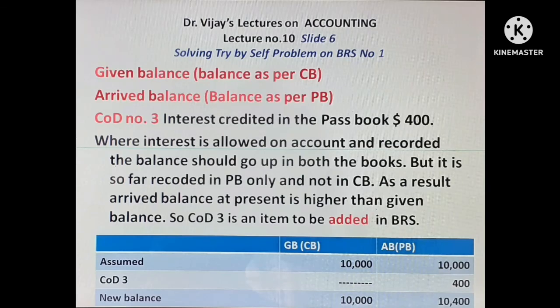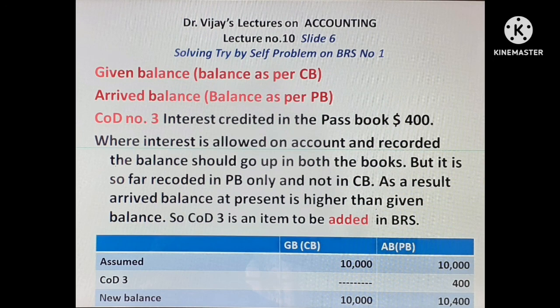Slide 6 deals with cost of difference number 3. Interest credited in the passbook is $400. It is not recorded in the cash book, it is implied. Where interest is allowed on the account, in both the books the balance should go up. But it is recorded only in the passbook. So the balance has gone up only in the passbook, that is the arrived balance. The balance to be arrived is higher. So the cost of difference is to be added.